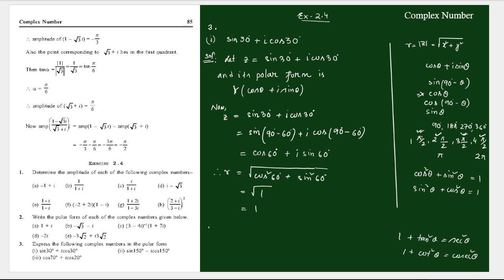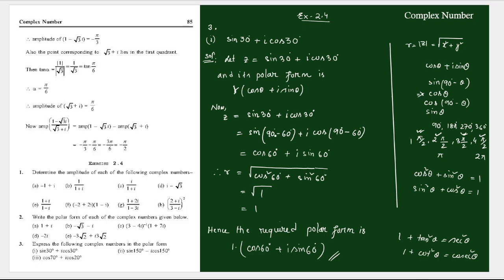So hence, the required polar form is r, which is 1, then cos 60 plus I sin 60 degree. So this is how it is done. Same we have to proceed for question number 2.